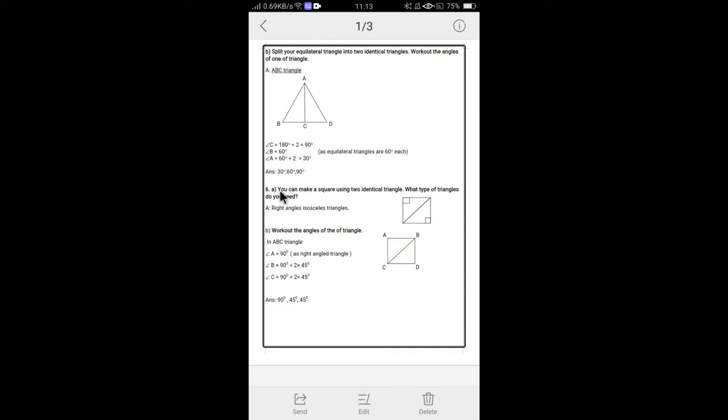Next question, question number 6. You can make a square using 2 identical triangles. First you have to draw a square, with all the sides equal and all the angles equal. 90, 90, 90, 90. Fine. Draw a diagonal line. You just draw the diagonal line. We can make 2 triangles.